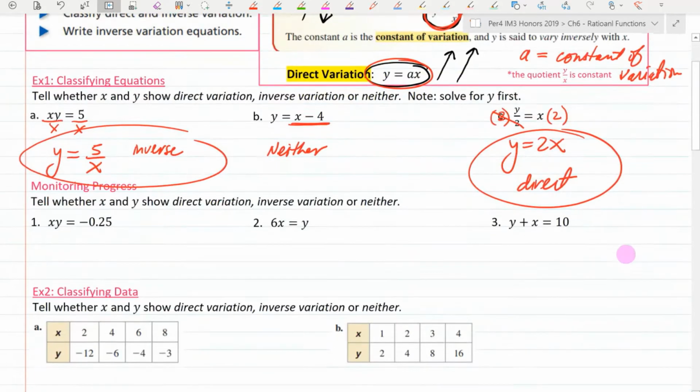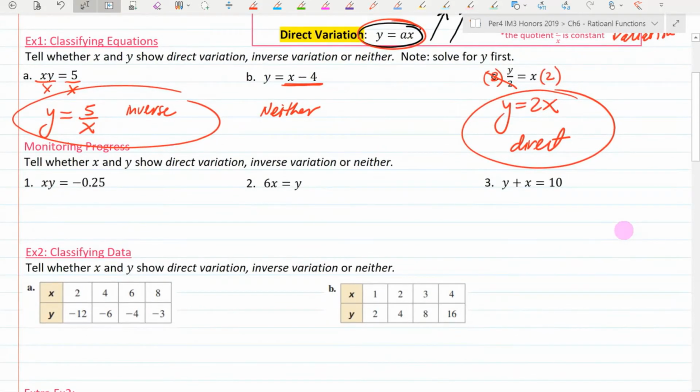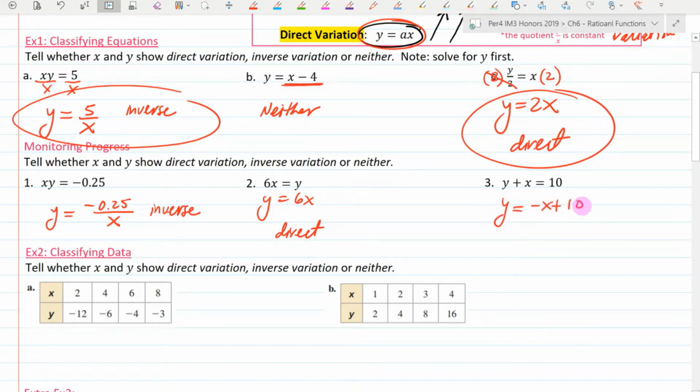So you guys go ahead and try the next 3 problems, please. All right, so if I divide by x, we're going to have y is equal to negative 0.25 over x, and that's inverse variation. For the second one, I don't need to divide anything. y is equal to 6x. So this is direct variation. It's already in the format that it needs to be in. And for this one, y is equal to negative x plus 10. So this one is neither.